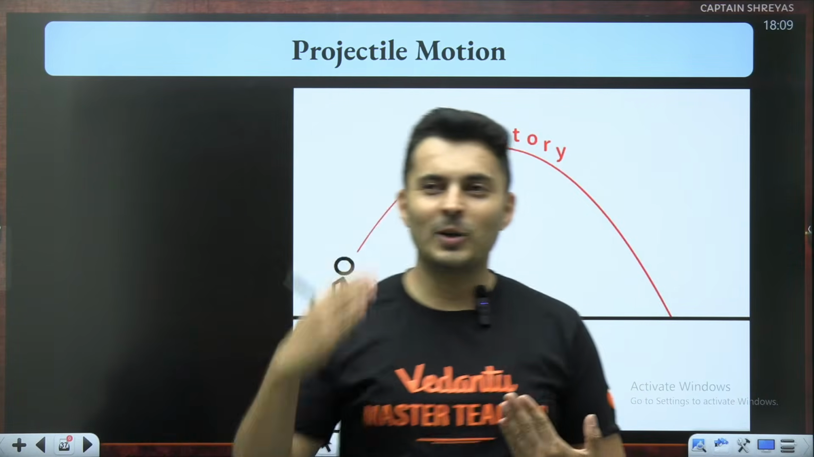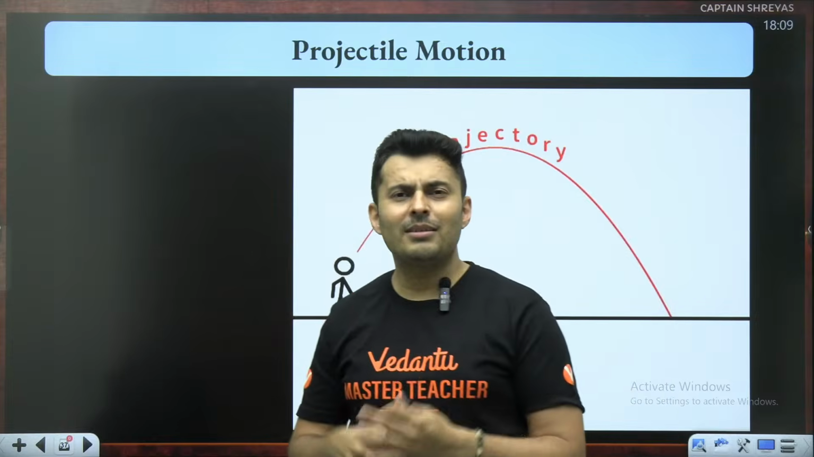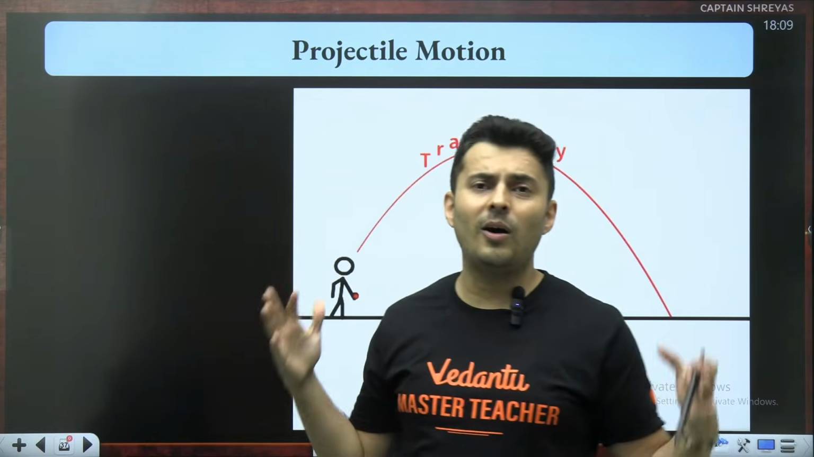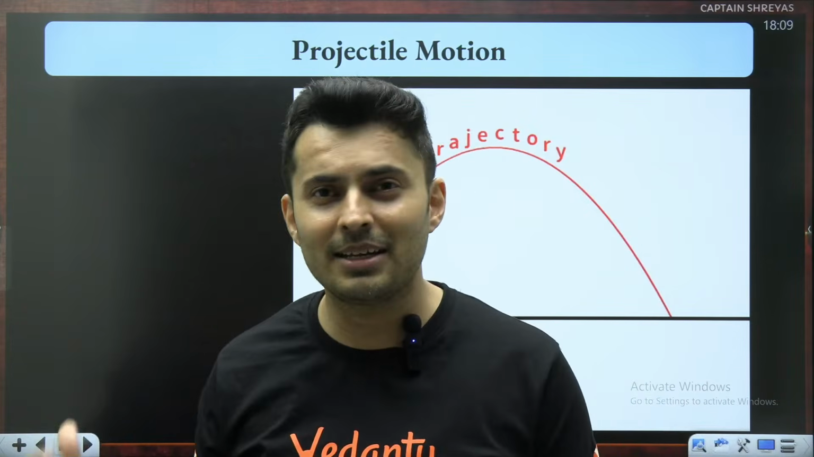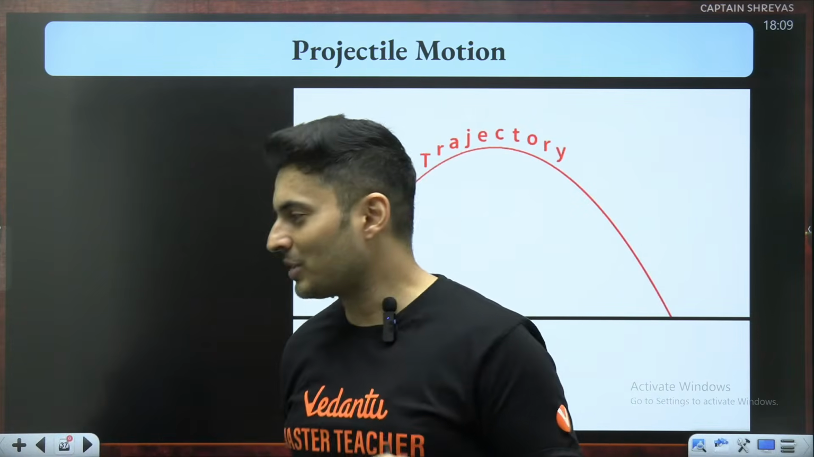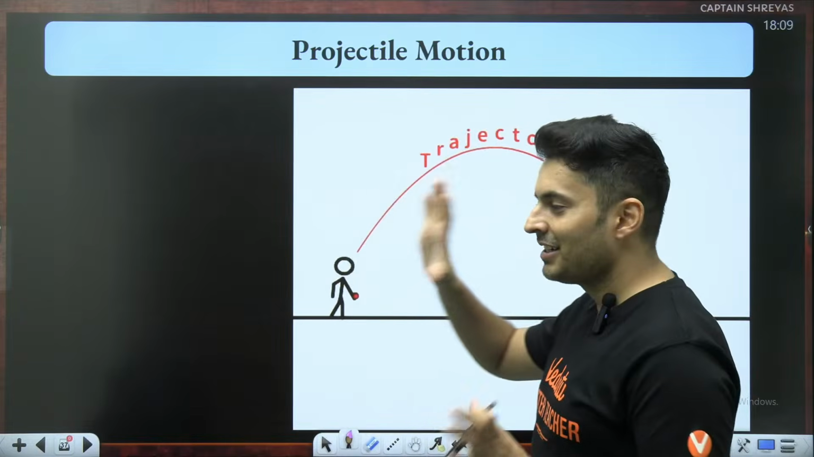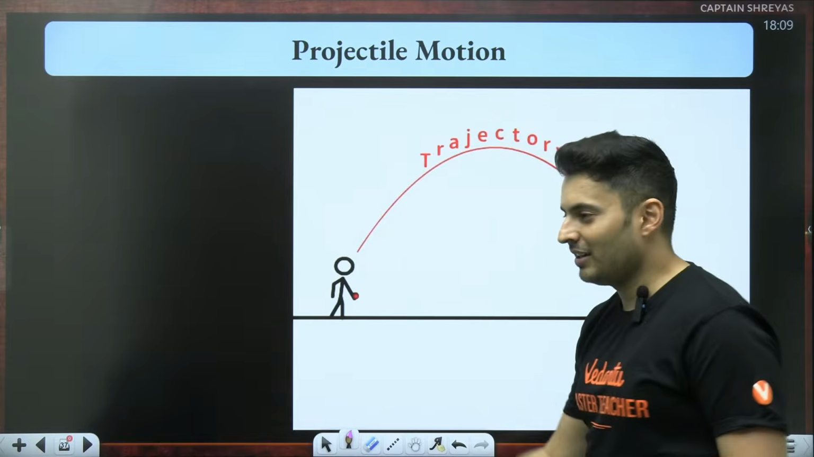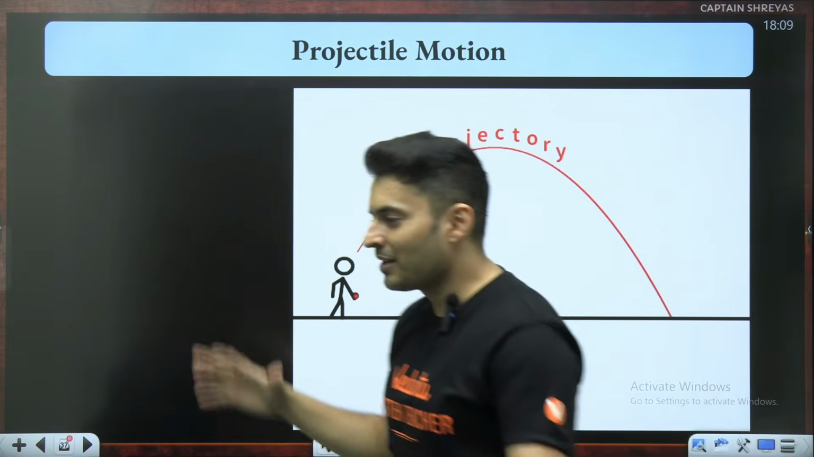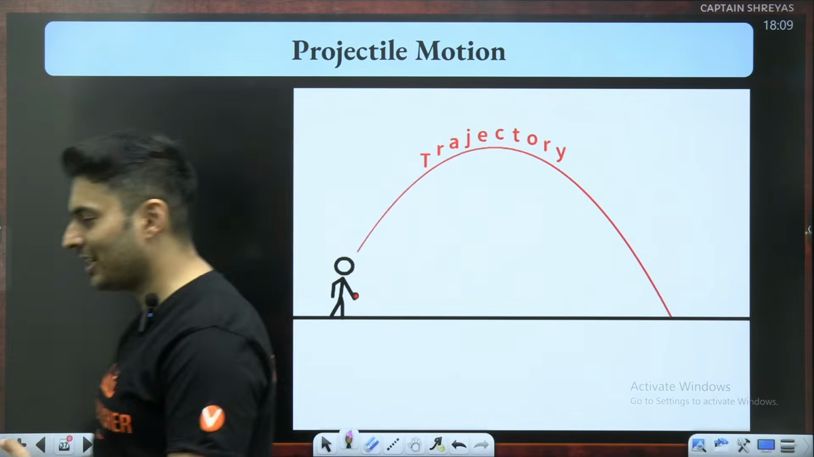Whether the football is going to reach there or not, even missiles, rockets, many of these applications are based on projectile motion. You throw something, you fire something, you throw a packet of food from the plane, where is it going to land? All these are examples of projectile motion.